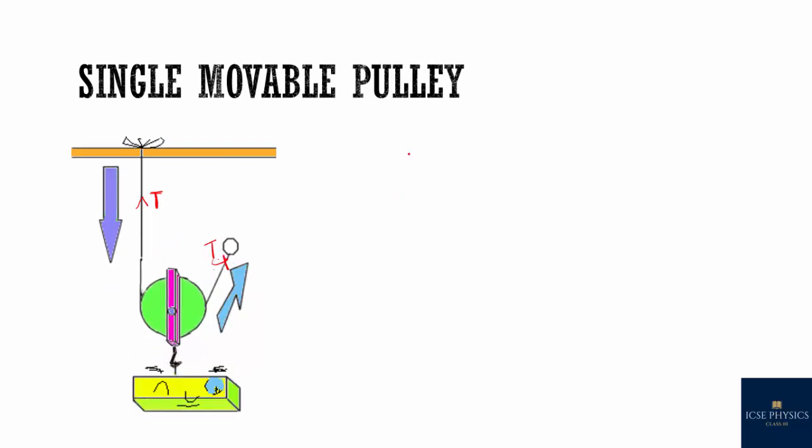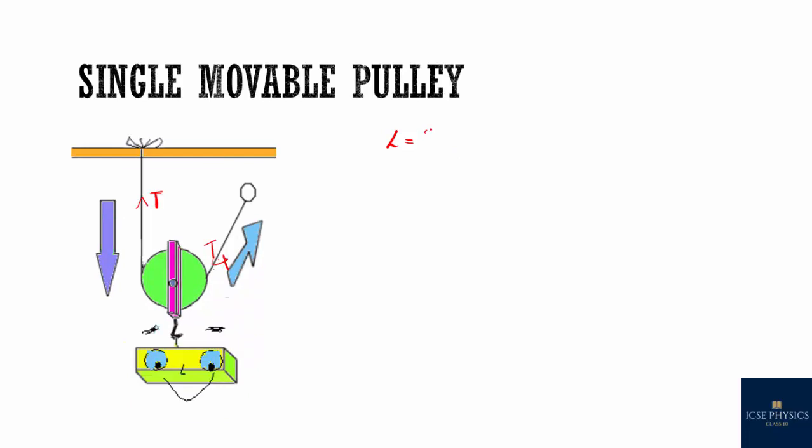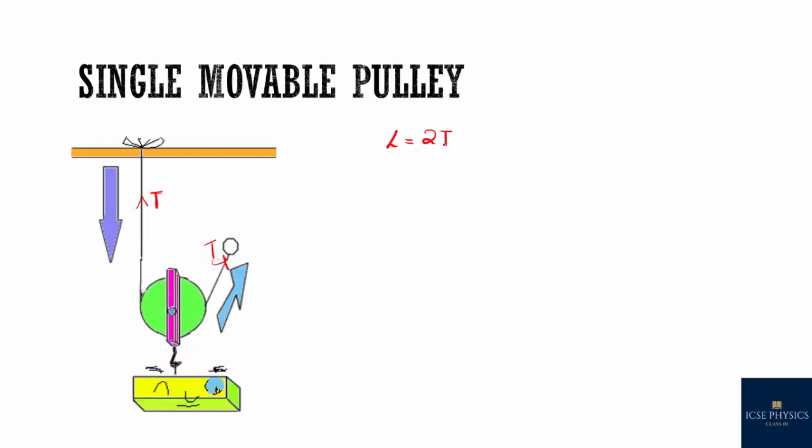Now here again, for calculation of mechanical advantage, we need to calculate the load. What will be the load here? Load is balanced by two tensional forces, here one T and here another T. So here the load becomes 2T, right? Because the load is balanced by two tensional forces.